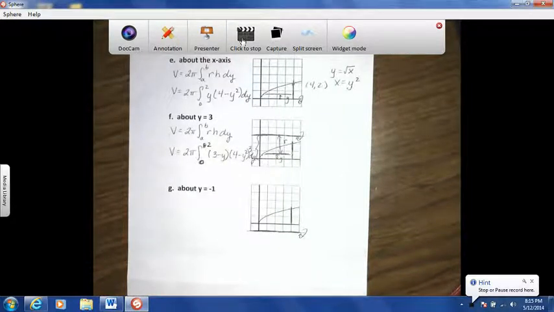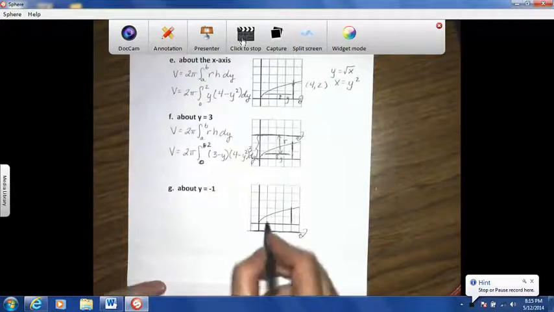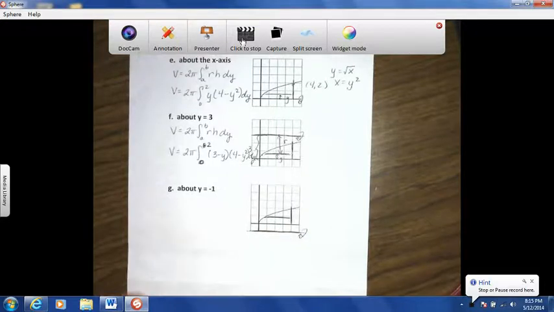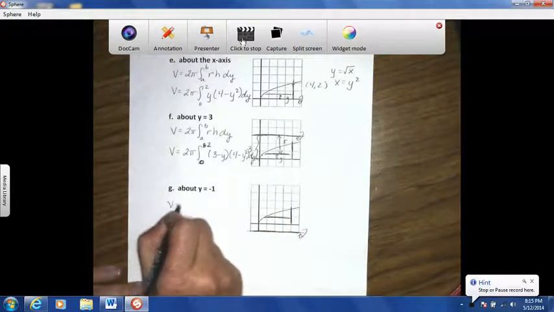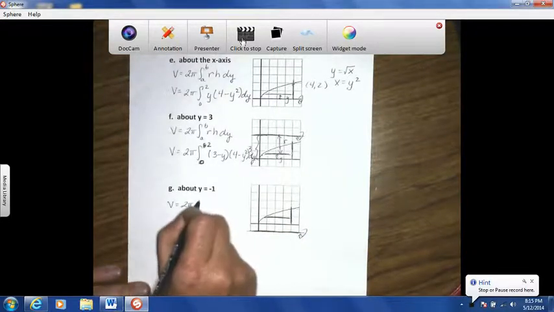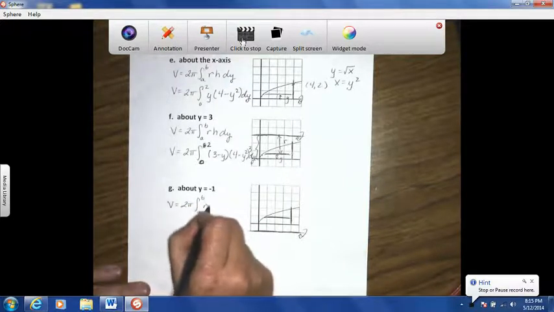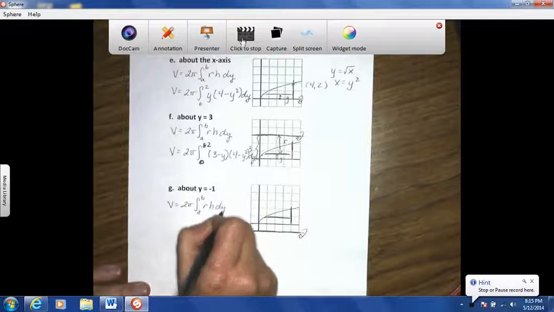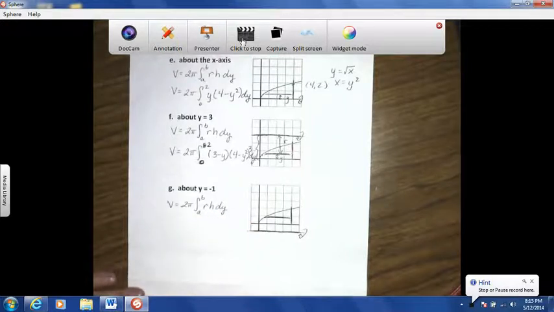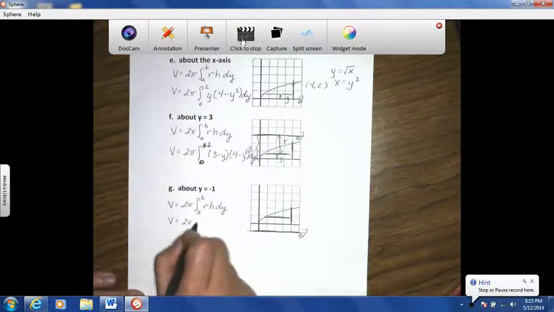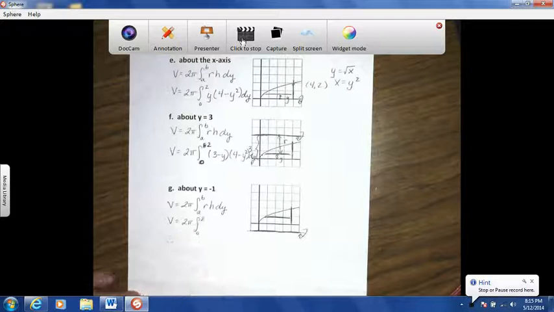Once again, we have a horizontal axis of rotation, which means that we will have a horizontal rectangle. If we are working with a horizontal rectangle, we have 2 pi times the integral from a to b of r times h times the thickness, which is dy. So the y values are going to go from 0 to 2, so 2 pi times the integral from 0 to 2 of the radius.